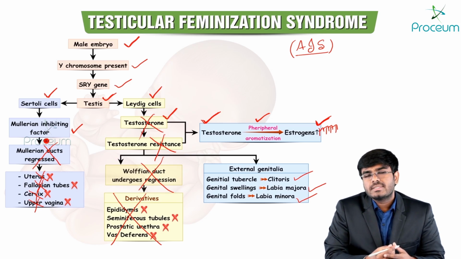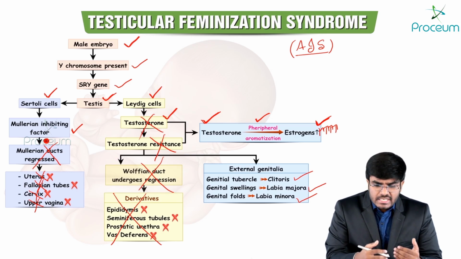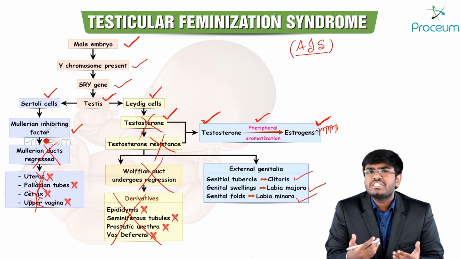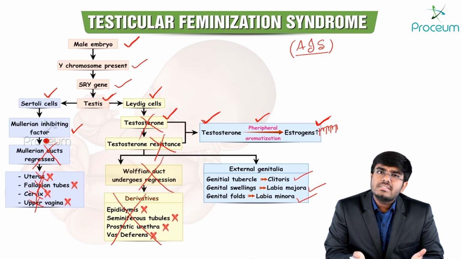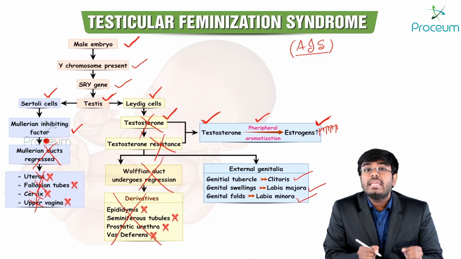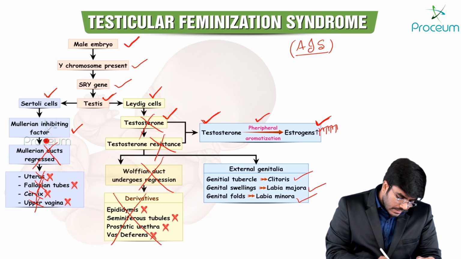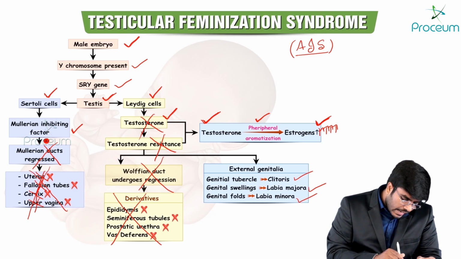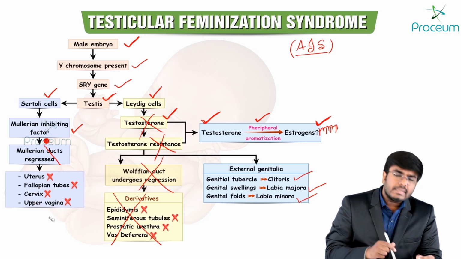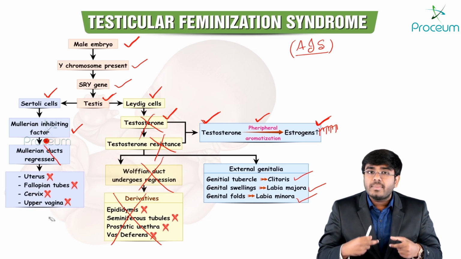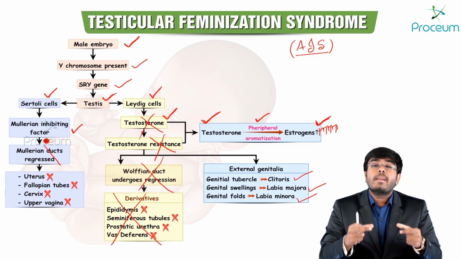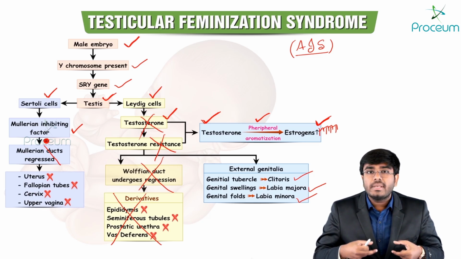But what about the menses? Now, does this male child who is raised as a female have menses? No, there is no menarche. Why is there no menarche? Because there is absence of uterus, fallopian tubes, cervix and upper vagina. Okay, see, there are testes in this female. Testes are present intra-abdominally.